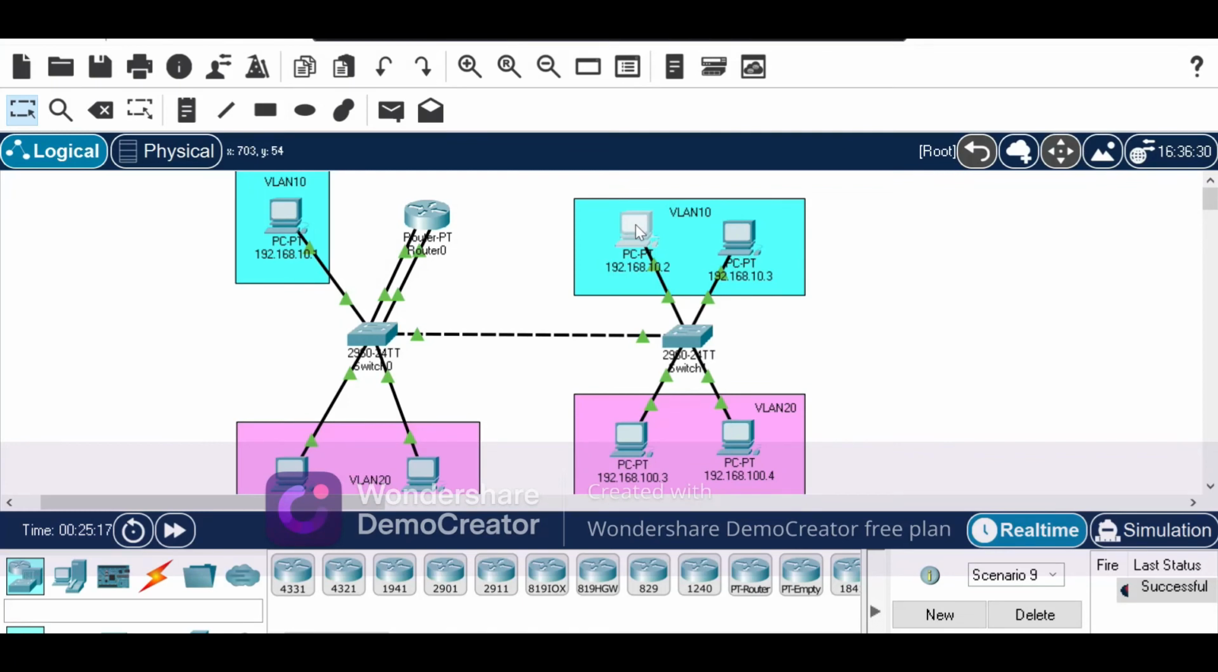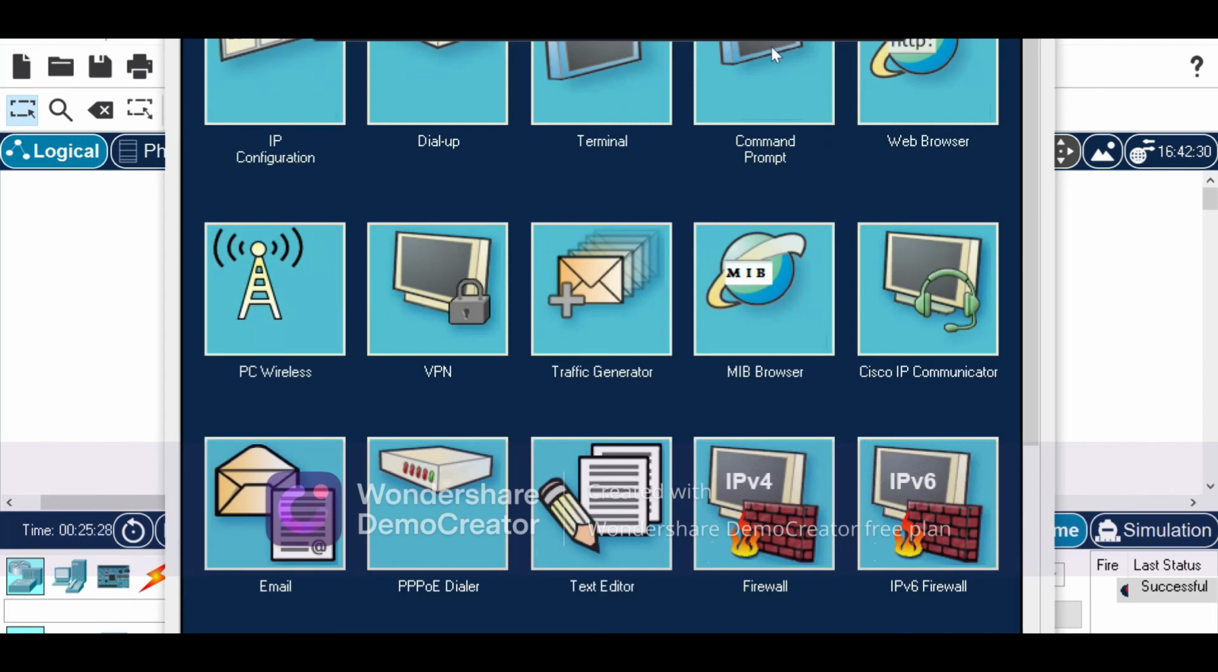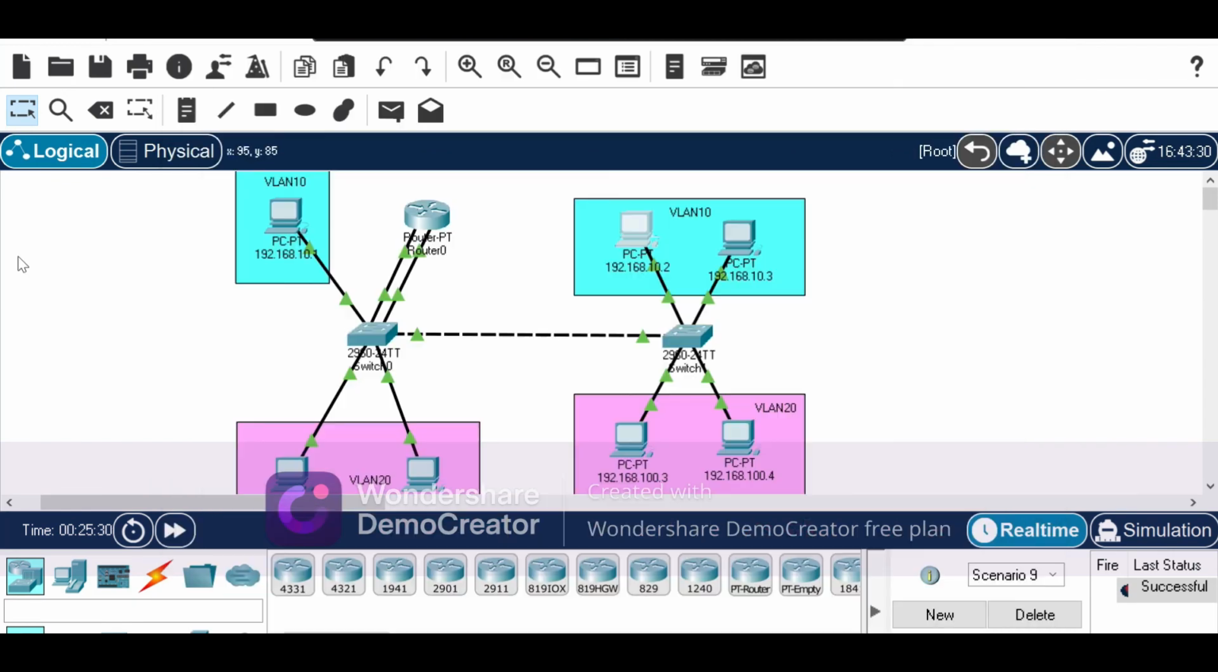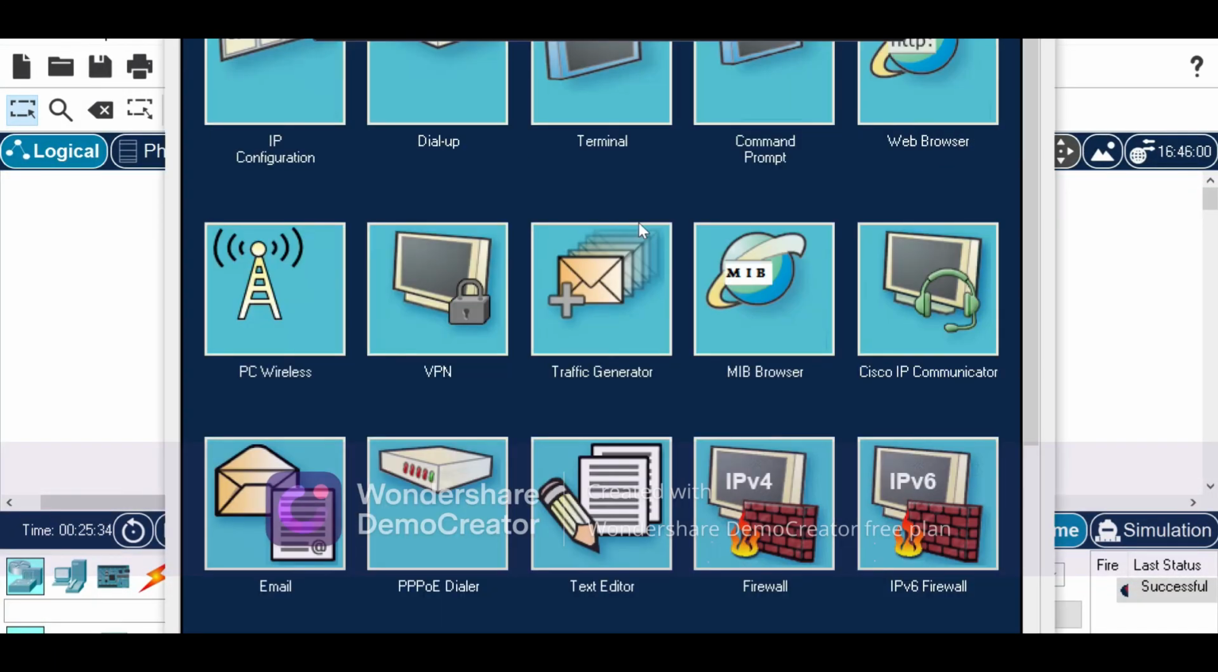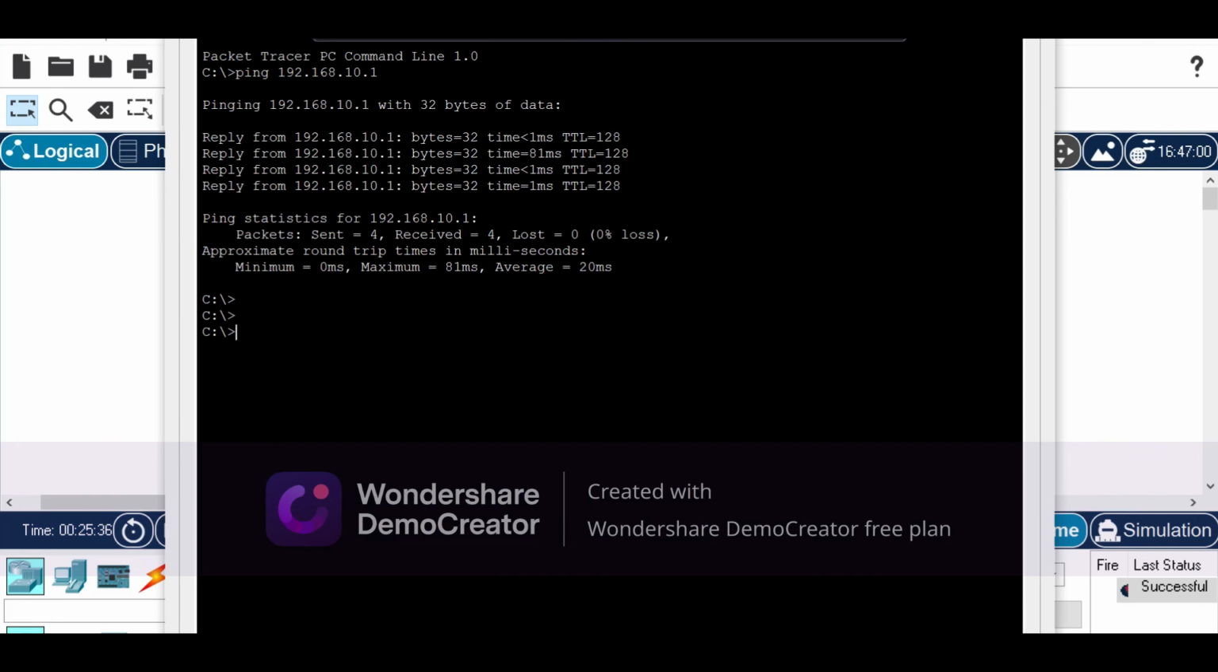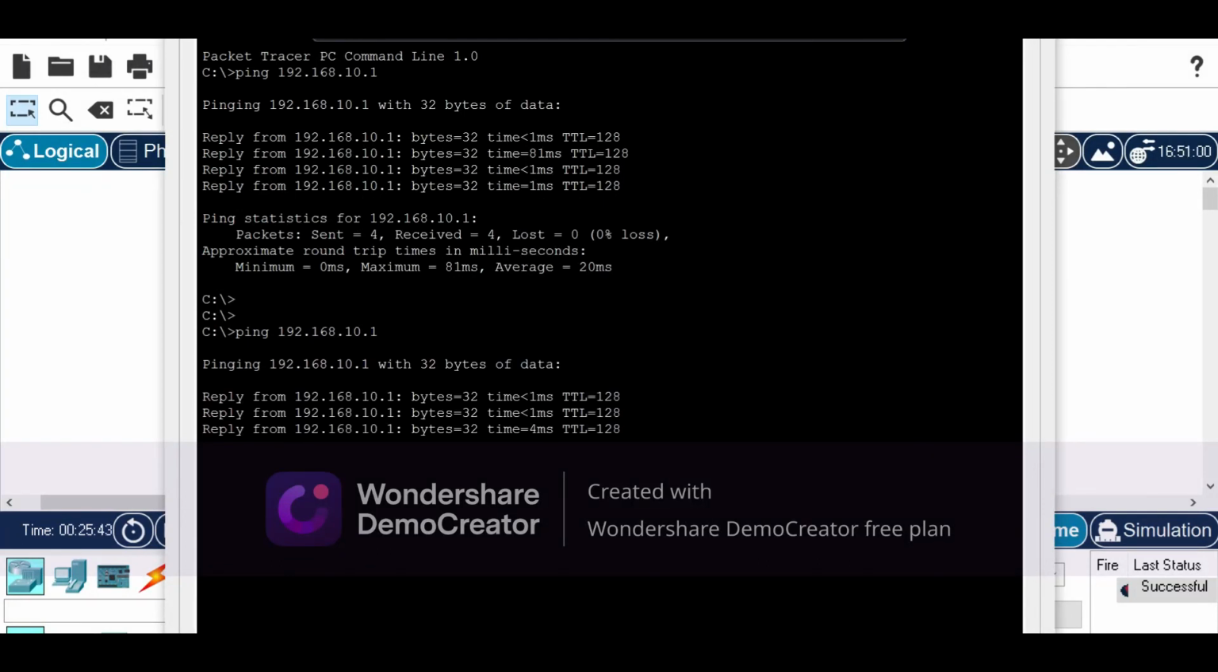Now let us check if we are able to ping computers residing in the same VLAN but connected across different switches. Let's find out. Suppose I want to ping from 10.2 to 10.1. How can I do that? I would go to the command prompt. Here I have already pinged once and cross verified. Let's ping it again. Yeah, that's cool. We are able to ping from one computer to the other residing in the same VLAN as well.